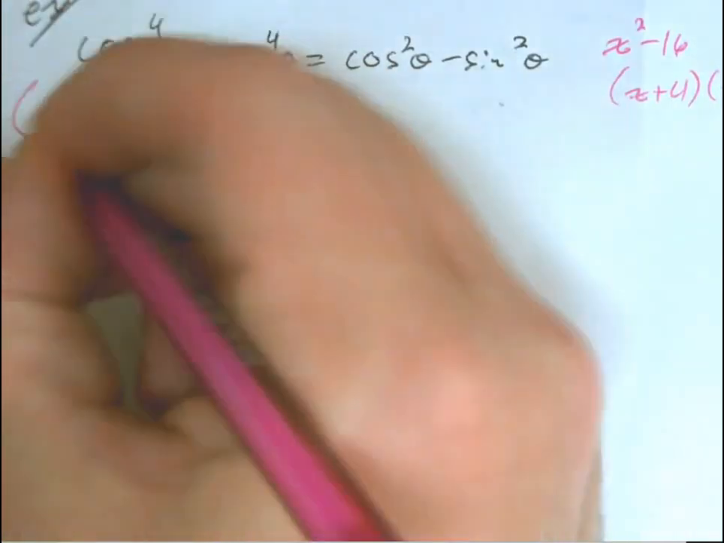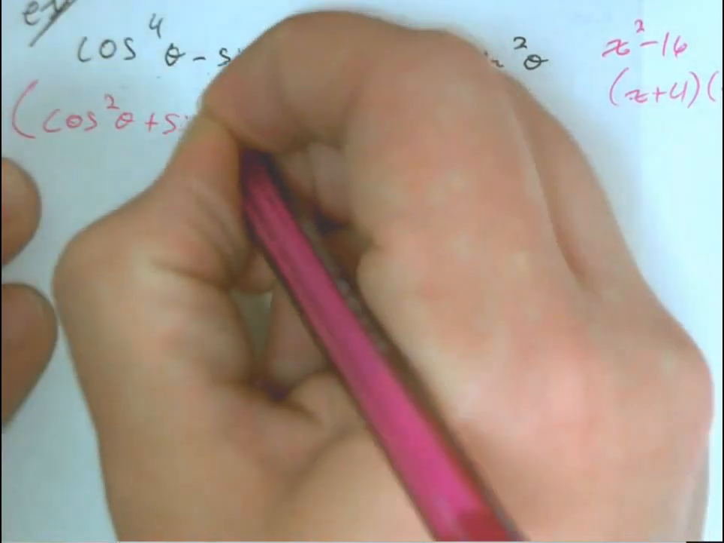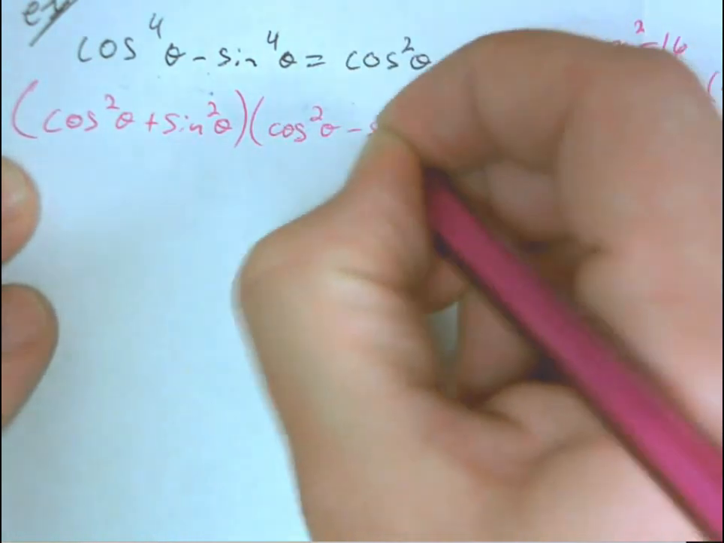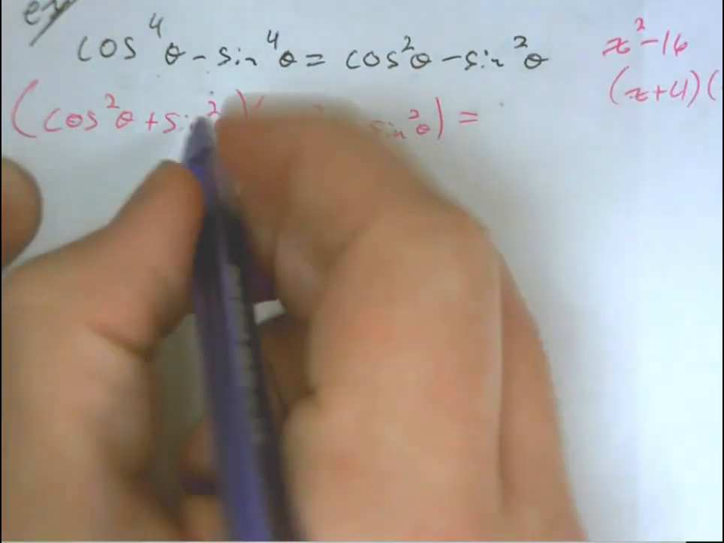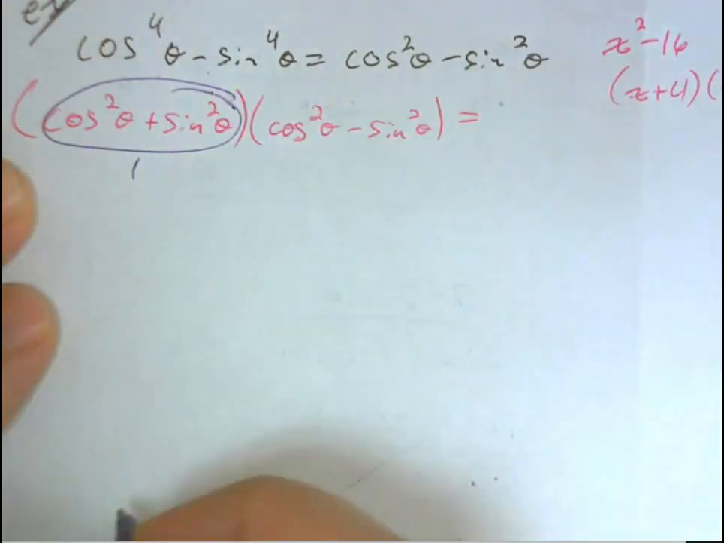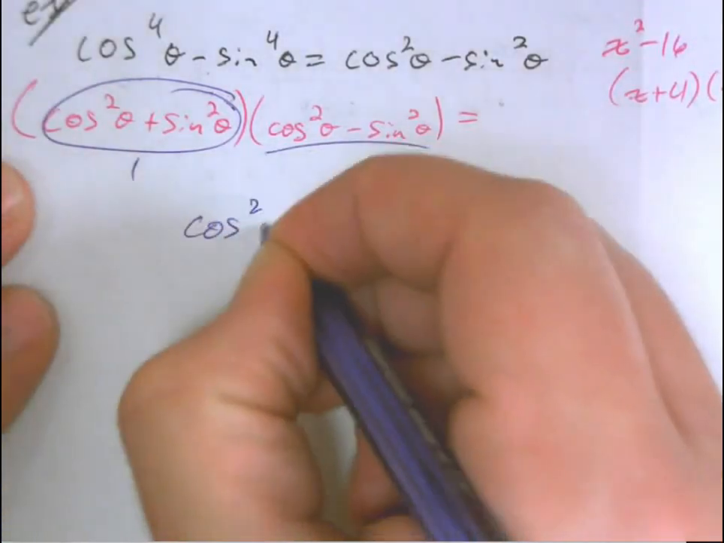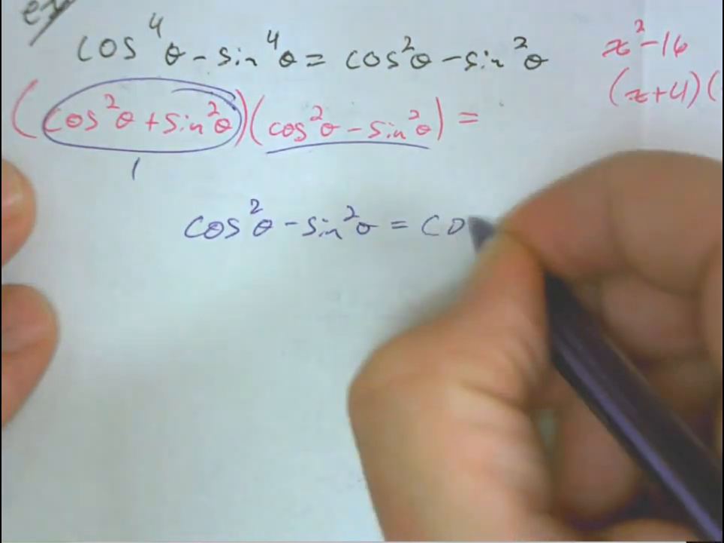So this will factor. Cosine squared theta plus sine squared theta times cosine squared theta minus sine squared theta equals the other side. Well, hey, that's my Pythagorean identity, so that's just 1. So I'm just left with cosine squared theta minus sine squared theta. Oh, look, that's the other side. I'm done.